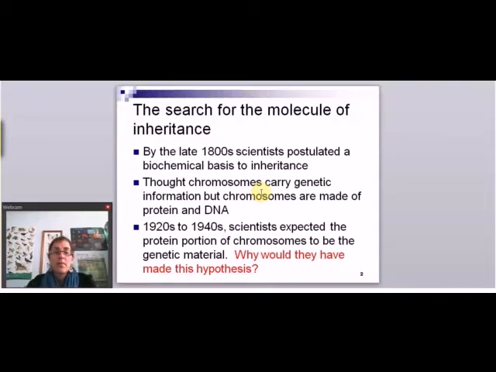And if you think about this, why would they have made this hypothesis? Well, remember back to chapter 3. Proteins are made out of 20 different amino acids, whereas DNA is only made out of 4 different nucleotides. So if you're looking for something that can explain variation, explain differences between individuals and differences between species, it kind of seems like 20 different amino acids would get you more unique combinations than 4 different nucleotides. And so that was kind of one of the reasons why they really favored proteins.